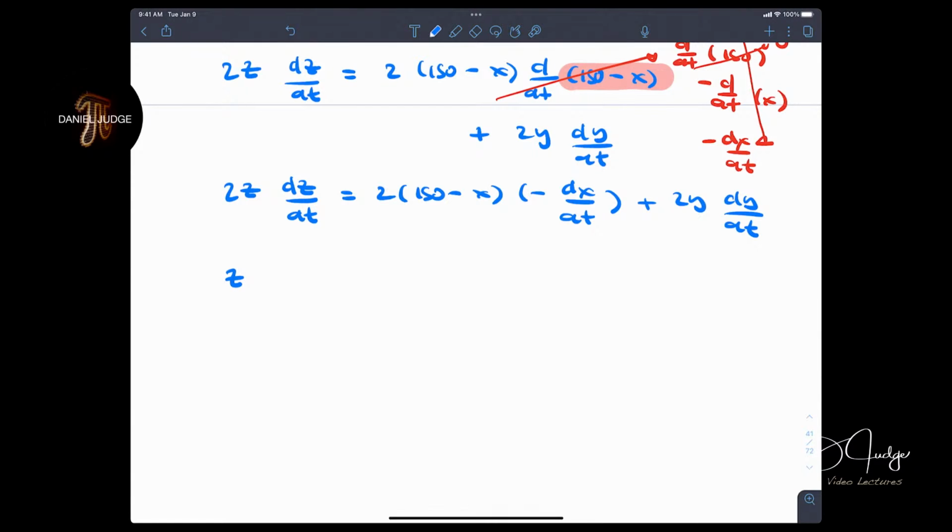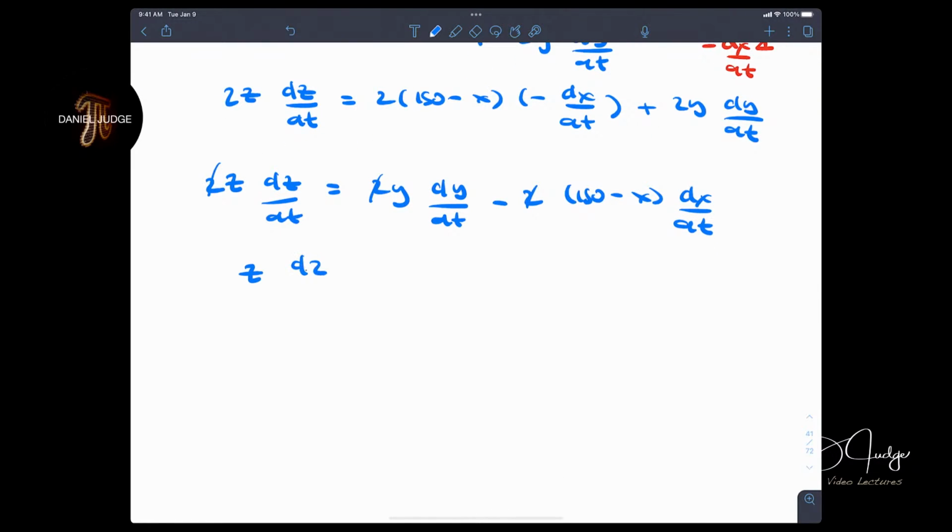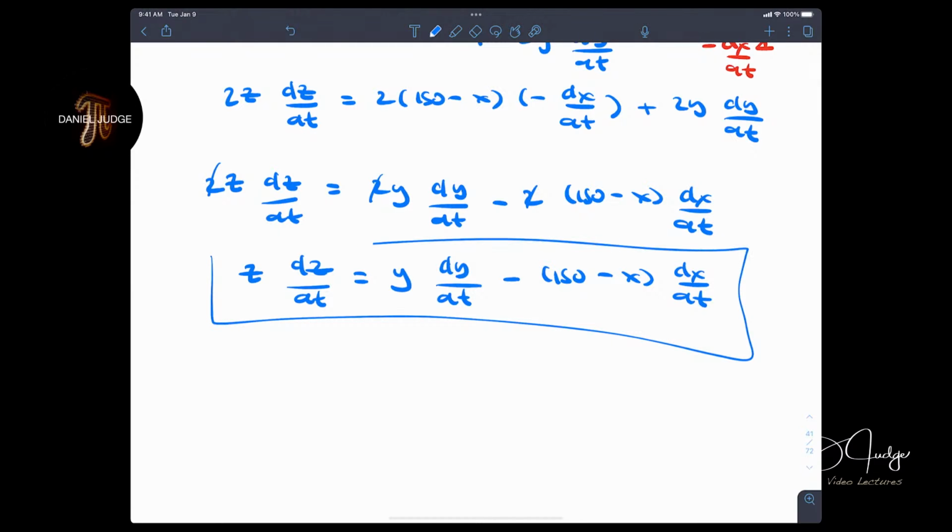And if you wanted to do a little bit of algebra, you can. Let me just rearrange some of these terms here, dy dt, and maybe put minus 2, 150 minus x, dx dt. Okay. And I guess our 2's can cancel. So we have z dz dt, y dy dt, minus 150 minus x dx dt, a related rates equation.